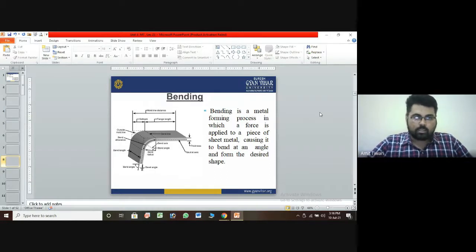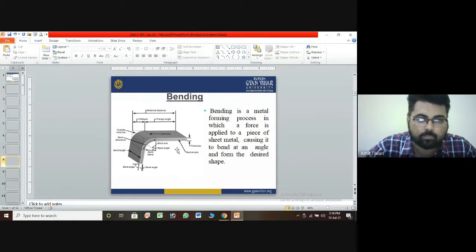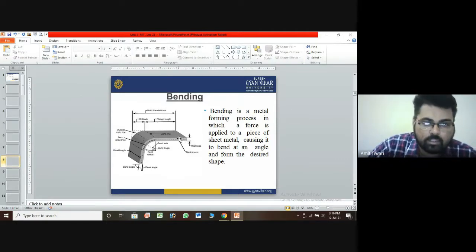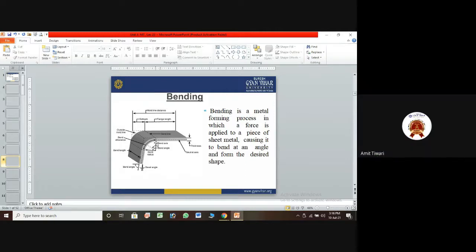So what are the basic advantages that you can see in this diagram? This is a bending, and you can apply the bend. This is the complete sheet area for the long sheet. But when you apply pressure with the punch at this particular area and angle, you can say this is a bend angle. The bend angle is the angle you decide to bend it to, and this type of shape will be converted to this.